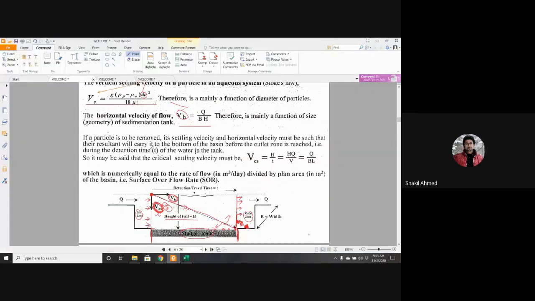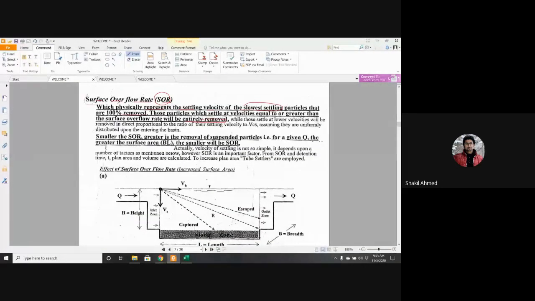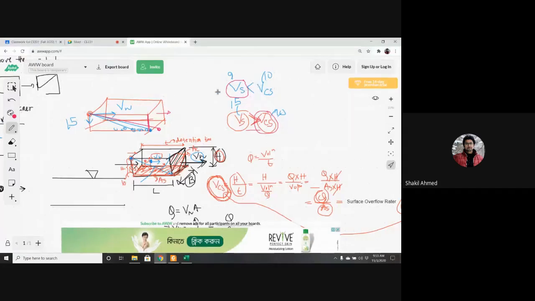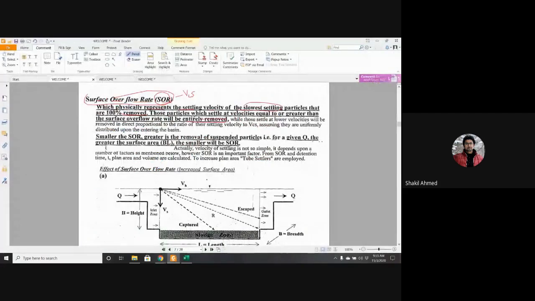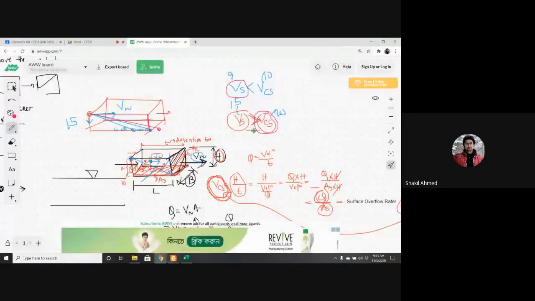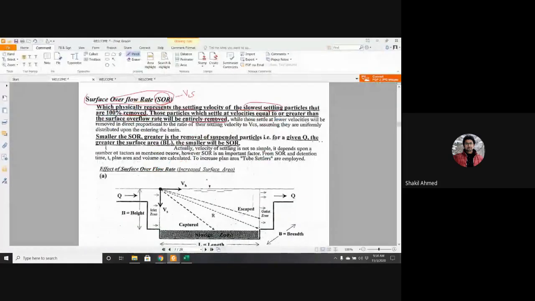This is very important, and that's why we are telling that this surface overflow rate টাই কিন্তু আসলে critical settling velocity. So এটা কি আসলে? এটা হচ্ছে which physically represents the settling velocity of the slowest settling particle. তার মানে এর চেয়ে ছোট আর হওয়া যাবে না। এর চেয়ে ছোট হলেই আর রিমুভ হবে না। The slowest settling particle that is 100% removed. At least এটা যদি তুমি অ্যাচিভ করো, then it will be 100% removed. Clear?